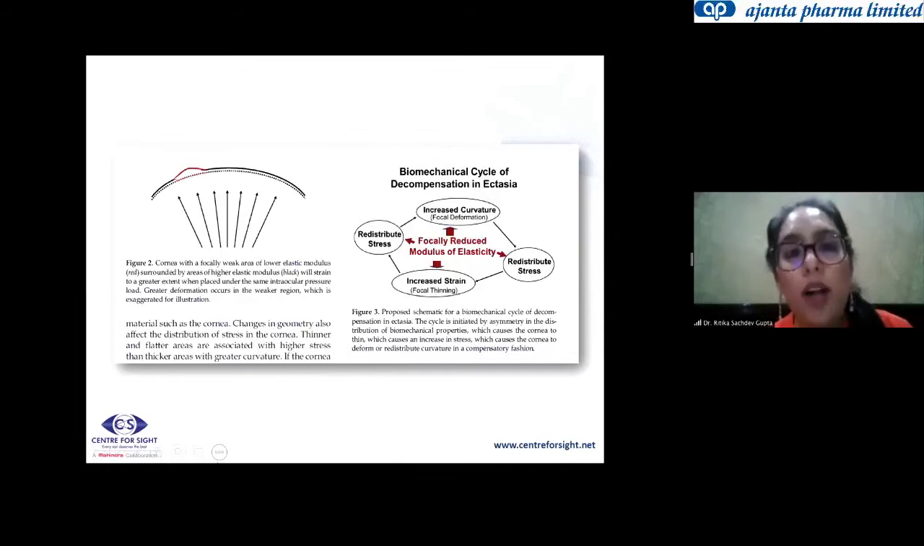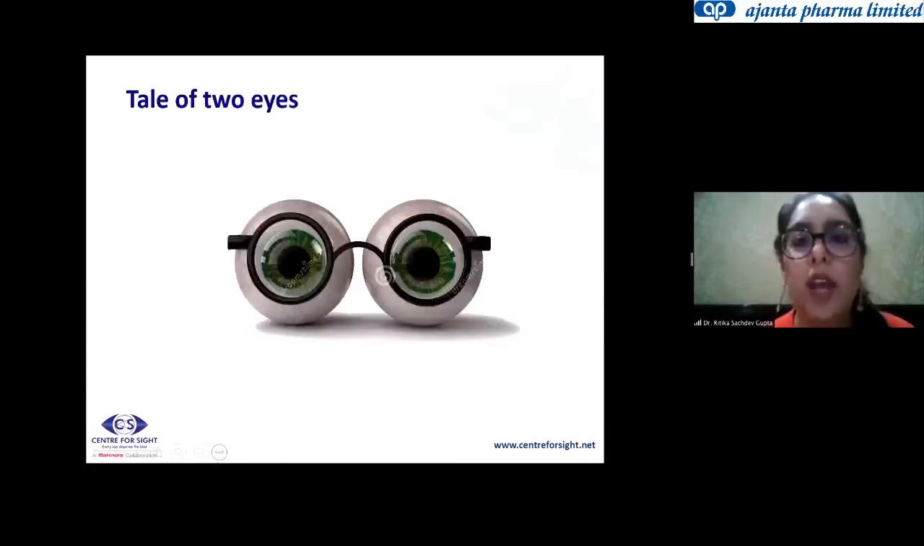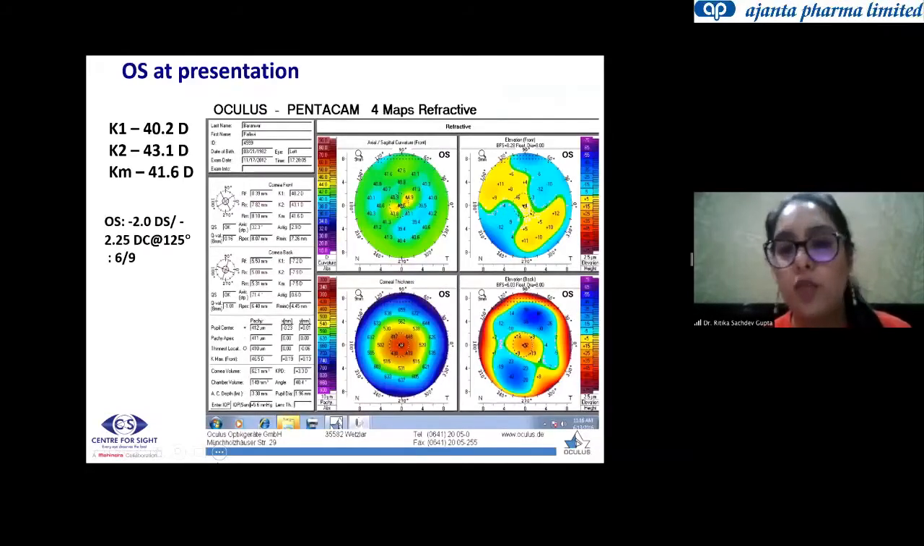ectasia. What the ICRS segment does is that it basically redistributes the biomechanical stress and in a way can bring a stoppage to the progression, if not completely, at least as an adjunct to C3R, and also help you get better vision. This is a patient of mine who came with post-classic ectasia. You see here that there is a bulge in the center.